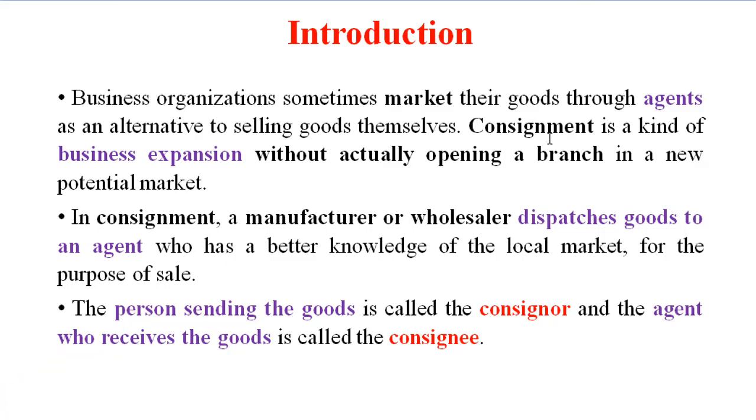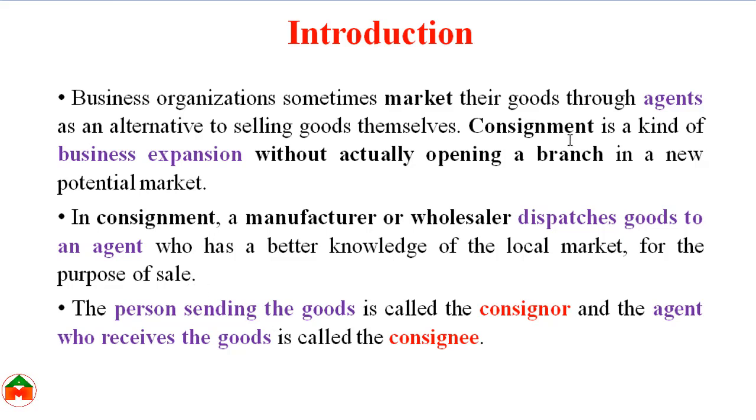In consignment, you can take help of an agent by paying commission to the agent. In consignment, the manufacturer or wholesaler sends the goods to the agent because the agent has good knowledge about the local market. That is why the agent can utilize the knowledge of the market for better sale.